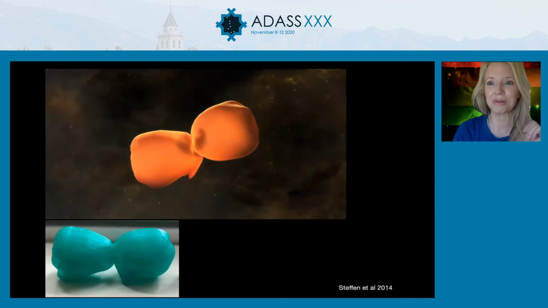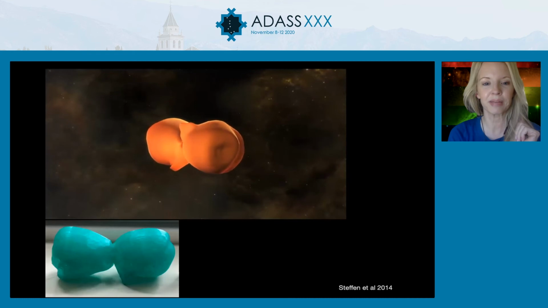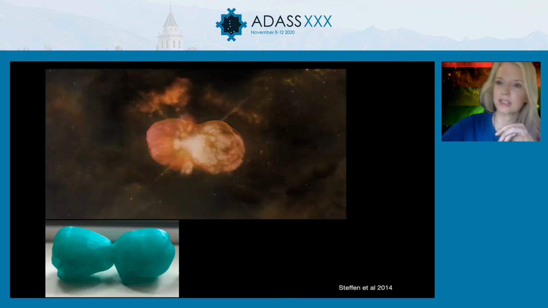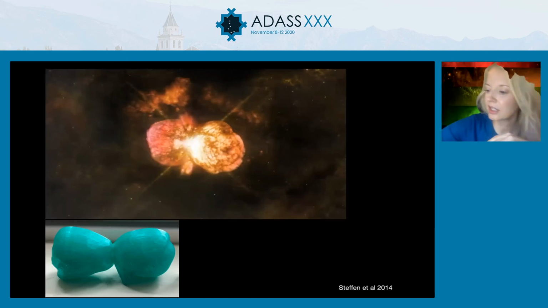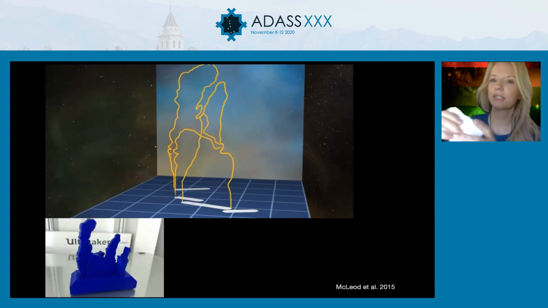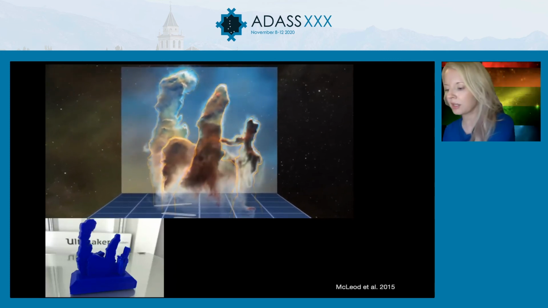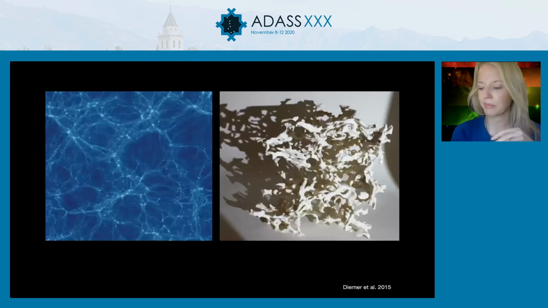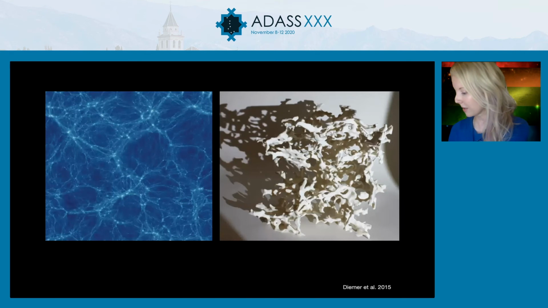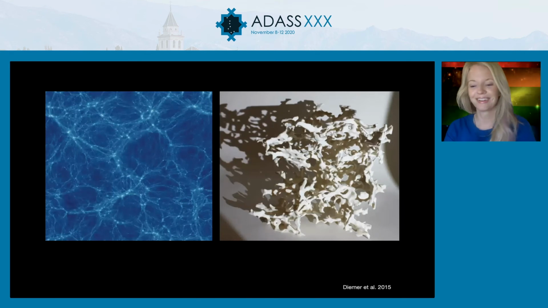And I do want to get to questions, so I'm going to just try to pop through some of this fast. Other teams, other collaborators like Stefan et al. from 2014 have the Homunculus Nebula for Beta Carina and Pillars of Creation, or M16. Again, this is from McLeod et al. from 2015. Many different examples of this. Here's another one of the Cosmic Web, which I can't tell if you can see.